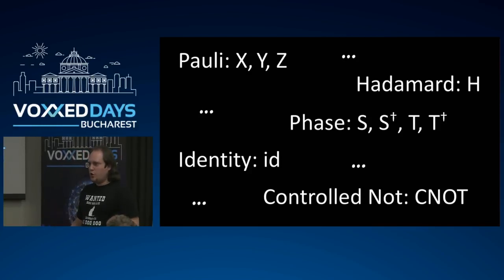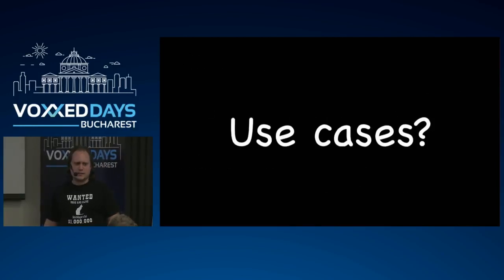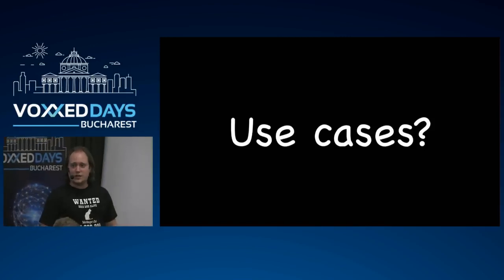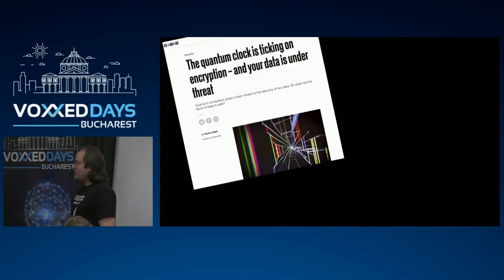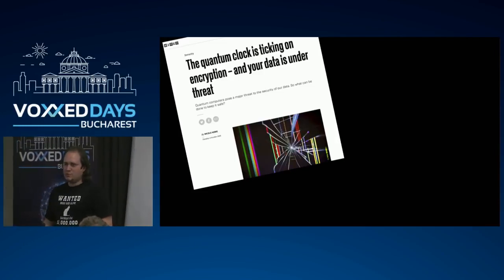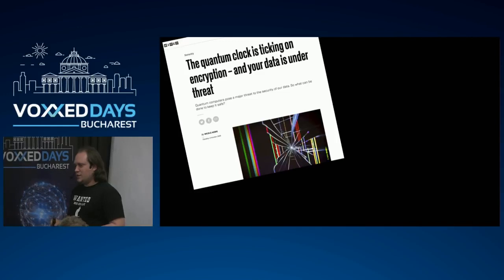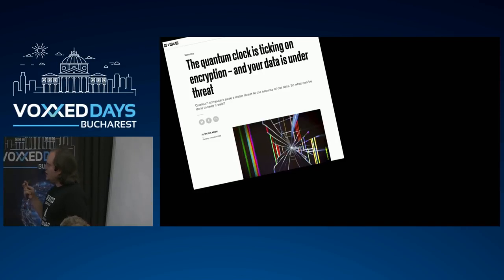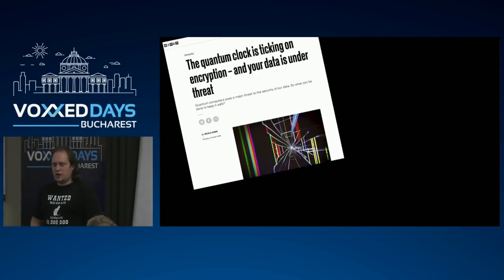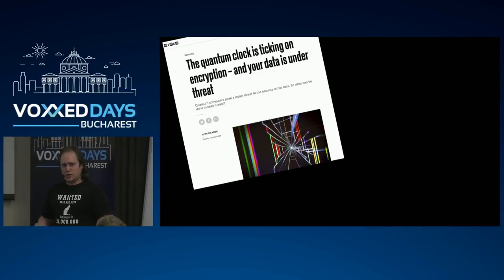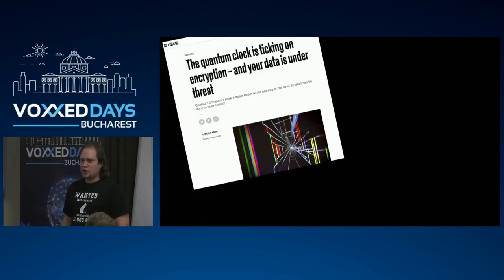Okay, we now know roughly how it works, but why do we need this? What are the use cases? There are quite a few use cases, actually. For example, the big one, if you've heard anything about quantum computing, you've heard about this: it can break encryption. At least in theory, it can break it because it's really good at prime factorization. Quantum computers can factorize numbers much more efficiently, in theory at least, than your regular binary computers can. If you want to know more about that, check out Shor's algorithm.